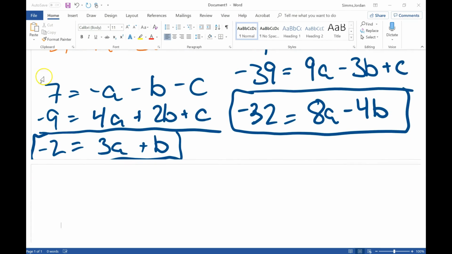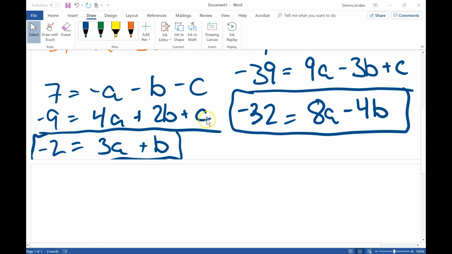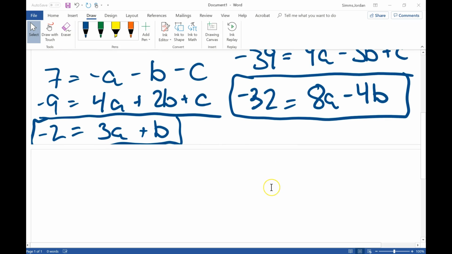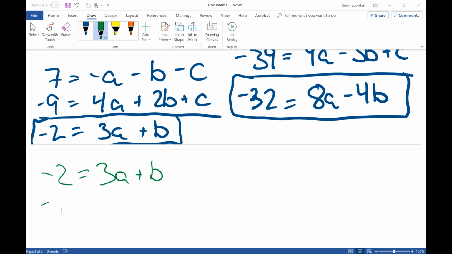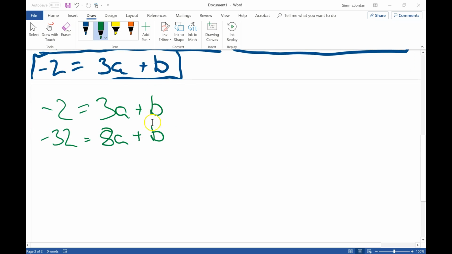Bear with me here. It's hard to do all this stuff on void. The key thing to remember when you're doing this: eliminate the same variable, because it does us no good to have two equations that have a bunch of different variables going on, right? So if we did that right, I'm left with -2 equals 3a plus b, and I'm left with -32 equals 8a plus b.